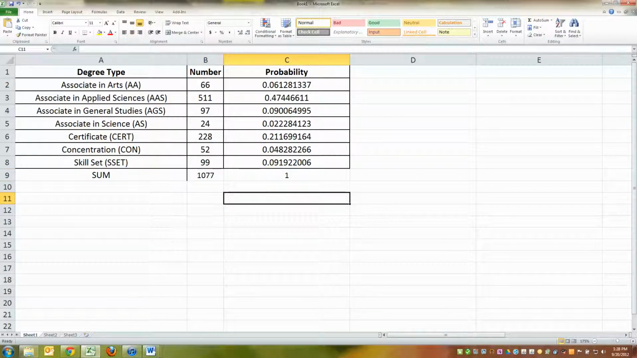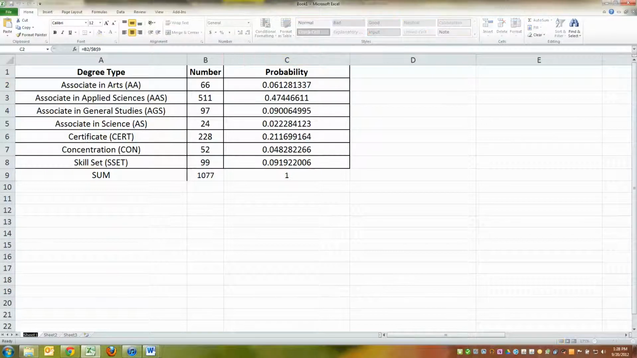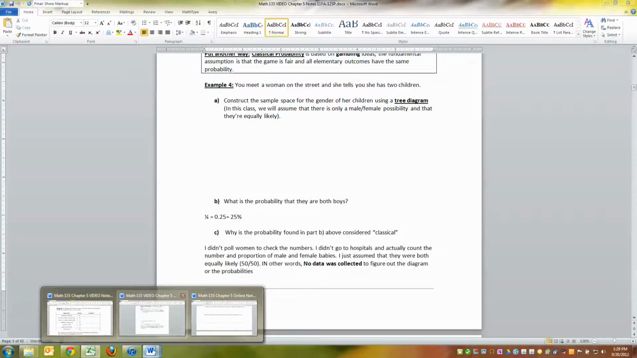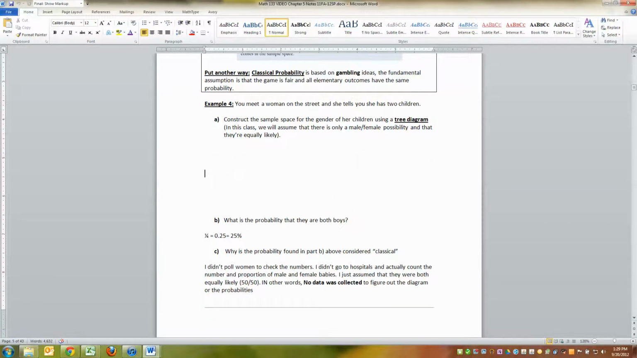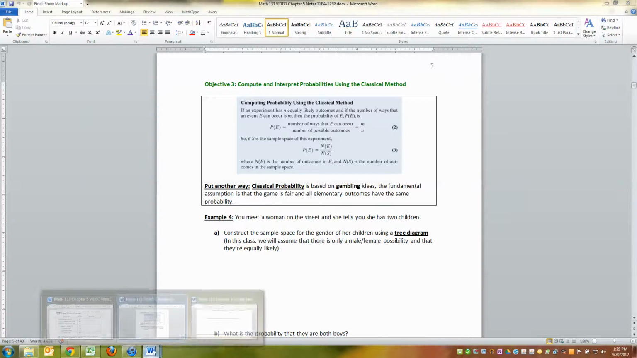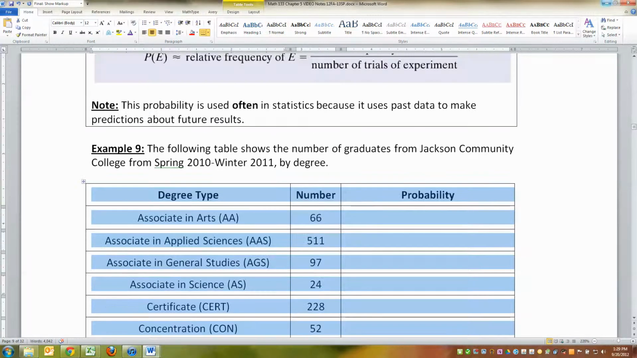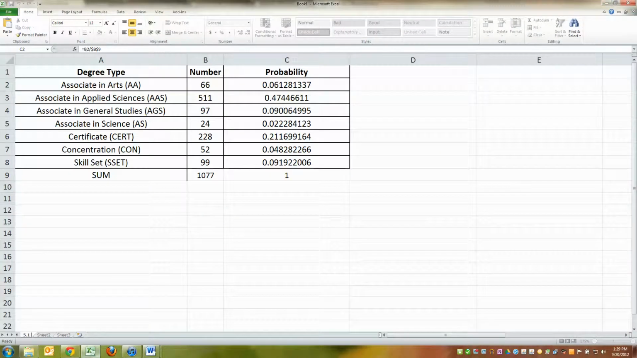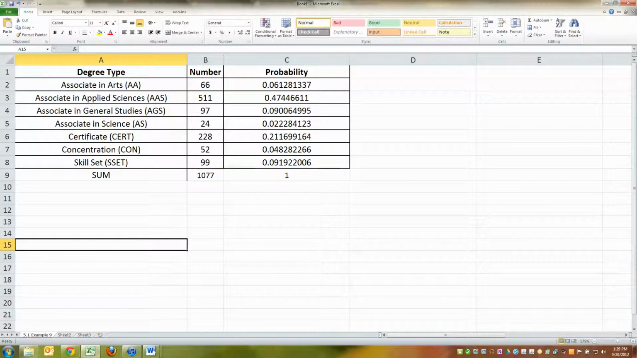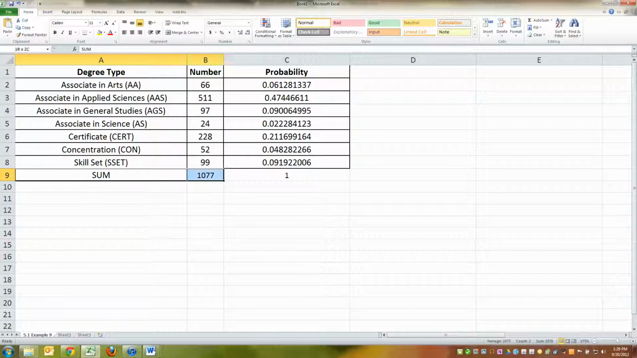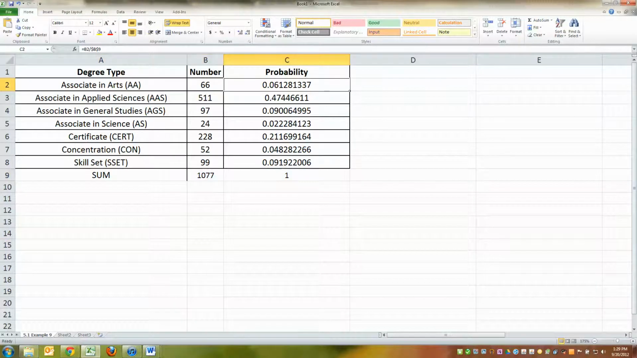Beautiful, huh? Okay, so again, this should look very familiar to you because we did this in chapter 2. This was called a relative frequency distribution. Sorry, this is the 5.1 example. Oops, that's not this year. Hold on. Aha, example 9. Oh, I don't need that either. All right, 5.1, there we go. Example 9. Cool. All right, so we have our probabilities right here.